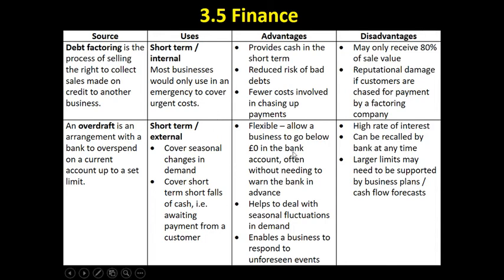The advantages are these are flexible. You agree your limit. Let's say we've got a £20,000 limit on a business overdraft, and you don't need to tell the bank you're going to go into it. You can just keep on dipping into and out of it, which should help you to deal with seasonal fluctuations in demand and enable you to respond to unforeseen events. However, there's a relatively high rate of interest charged to have the convenience of doing this.